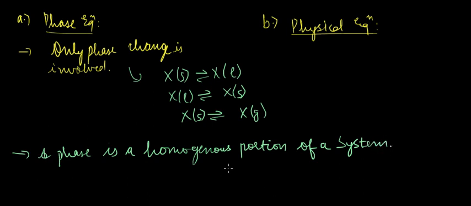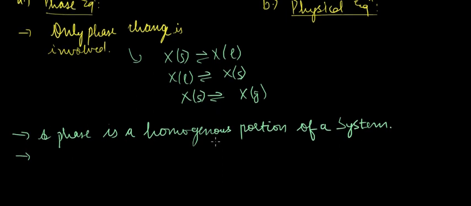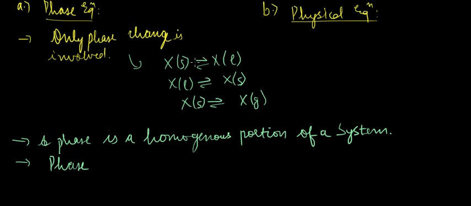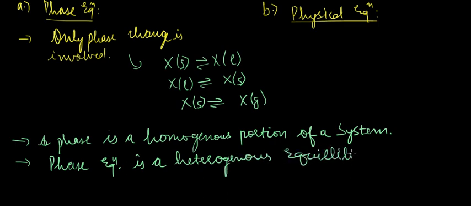Okay, and phase equilibrium is a heterogeneous equilibrium, because in phase equilibrium one phase converts itself into another phase. So when both these phases are in equilibrium, then phase equilibrium is said to occur. So we can say that phase equilibrium is a heterogeneous equilibrium.